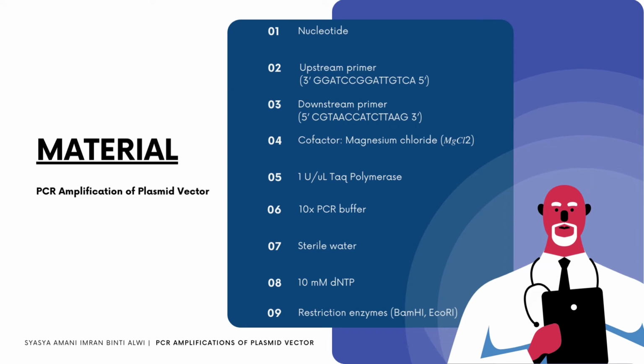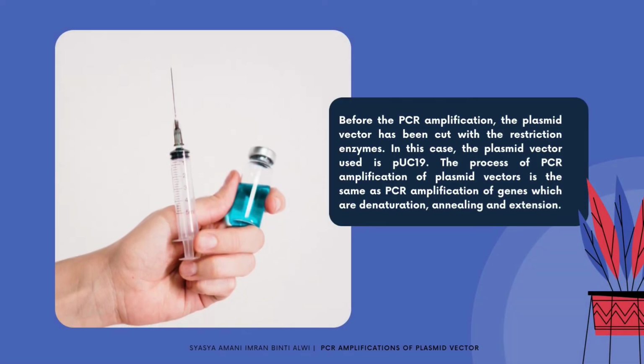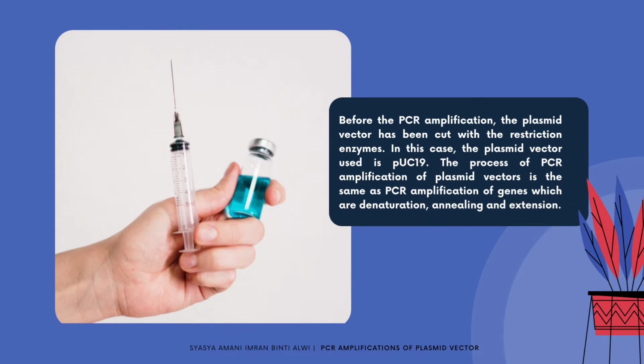Next is the PCR amplification of plasmid. So the materials that are used are all the same as the materials for amplification of the gene, but with the addition of restriction enzyme. Before the PCR amplification, the plasmid vector has been cut with the restriction enzyme. In this case, the plasmid vector used is pUC19. This process of PCR amplification of plasmid vector is the same as PCR amplification of gene, which are denaturing, annealing, and extension. That's all for PCR amplification.